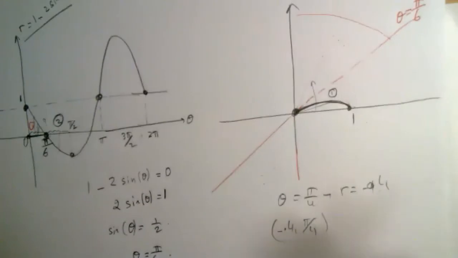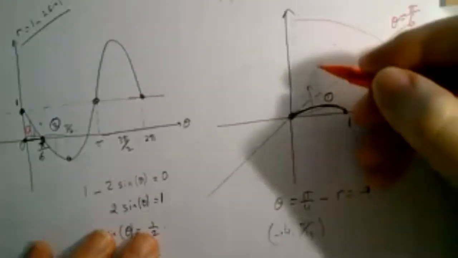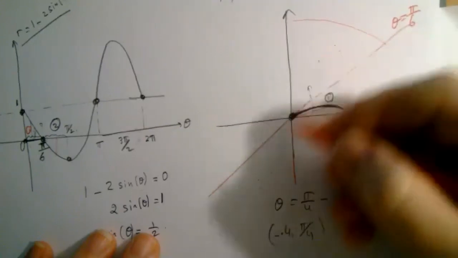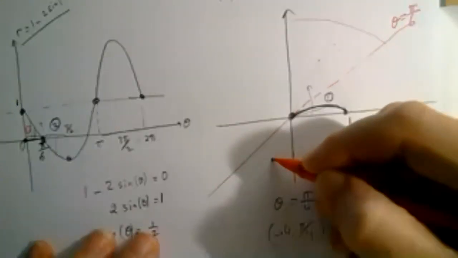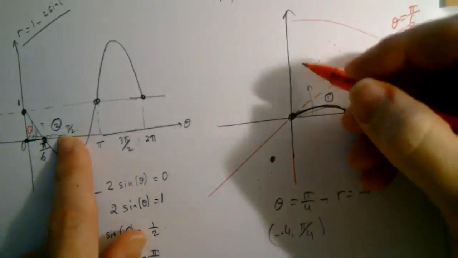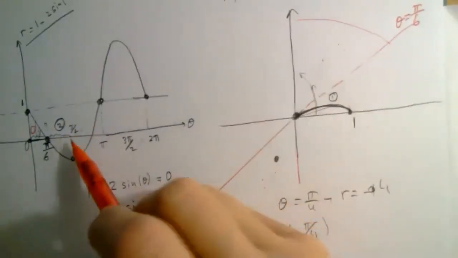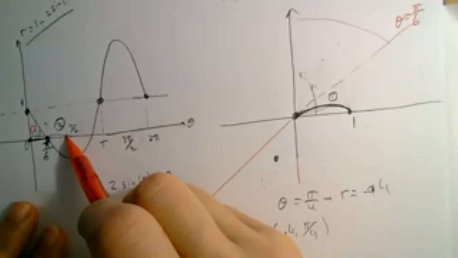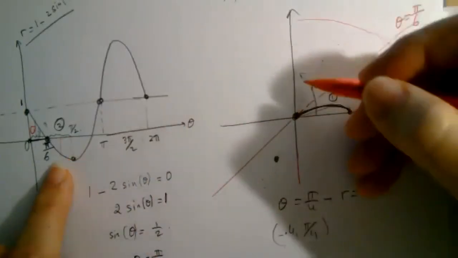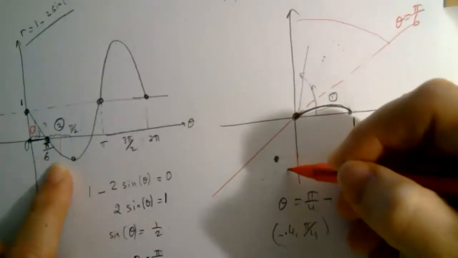So if theta is pi over 4, where would my point be? My point is not going to be here. My point will be right there, because R is negative. If I take theta to be pi over 3, the graph tells me R is negative. So the graph tells me that if theta is pi over 3, your point is down here.